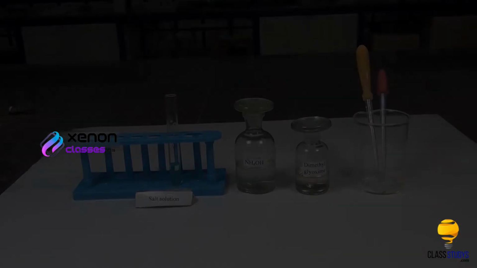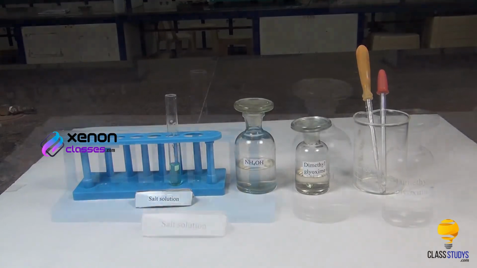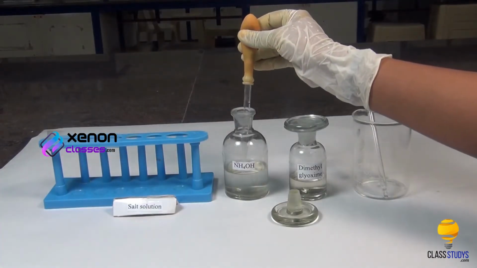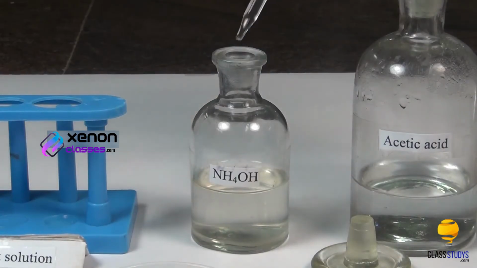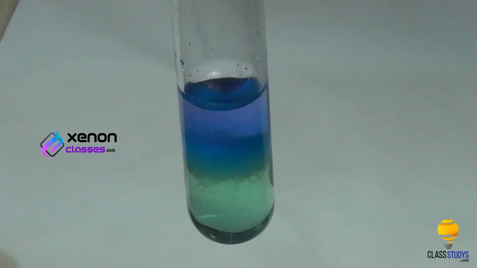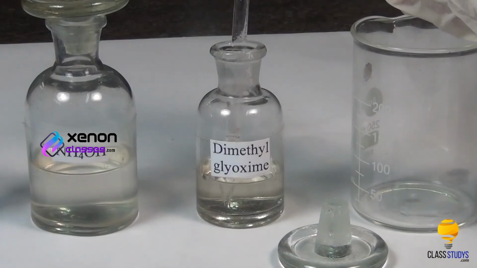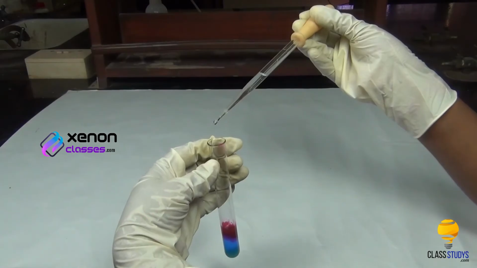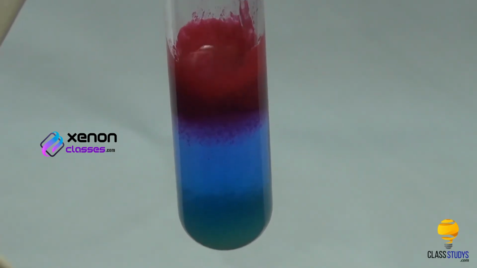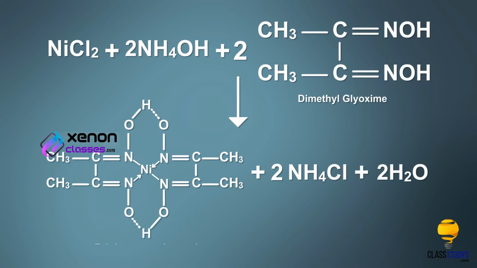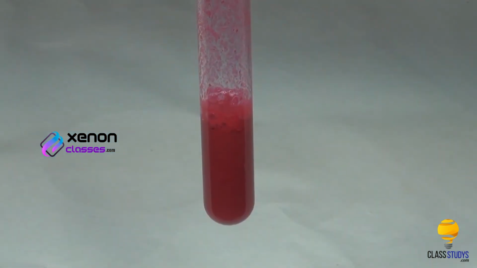Procedure: take a small quantity of salt solution in a test tube. To this, add a small quantity of ammonium hydroxide solution to make the solution alkaline. Using a dropper, add a few drops of dimethyl glyoxime to the test tube. Nickel ions present in the salt solution react with dimethyl glyoxime to give a bright rose red precipitate due to the formation of a complex.